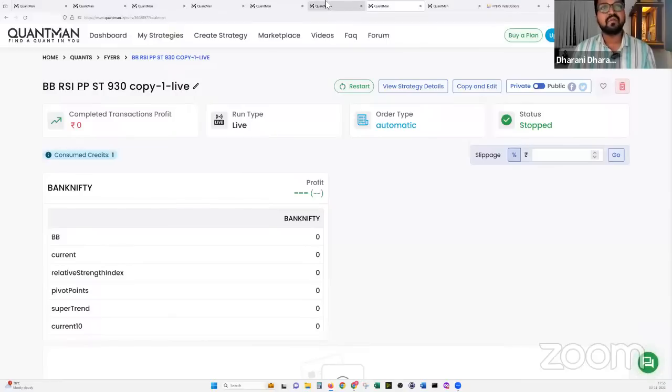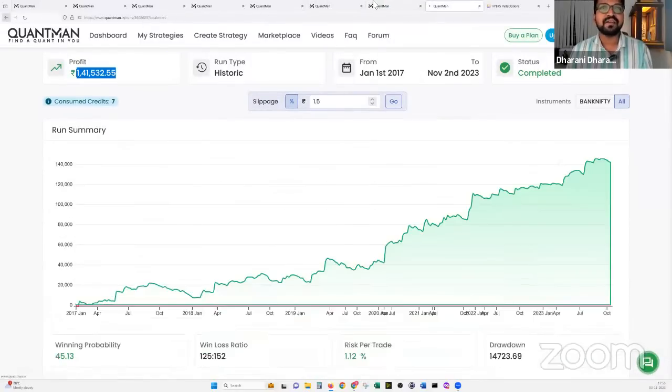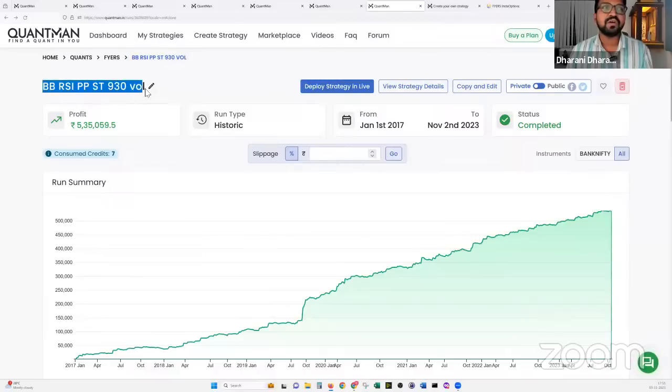So till now we understood how to backtest, and how to deploy the strategy in live. Now the most important thing is going to be understanding option buying strategy. I'll take you through the strategy we have created, which is the 930 volume based strategy.